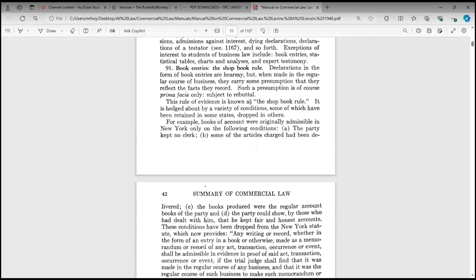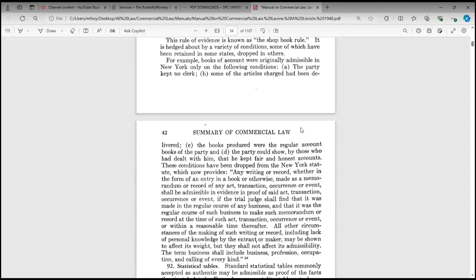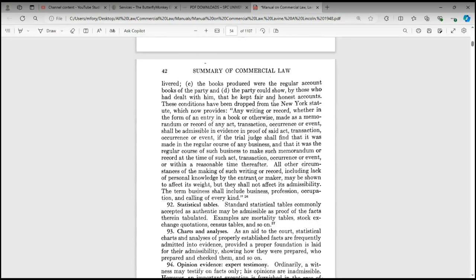This rule of evidence is known as the shop book rule. It is hedged about by a variety of conditions, some of which have been retained in some states, dropped in others. For example, books of accounts were originally admissible in New York only on the following conditions. A. The party kept no clerk. B. Some of the articles charged had been delivered. C. The books produced were the regular account books of the party. And D. The party could show by those who had dealt with him that he kept fair and honest accounts.